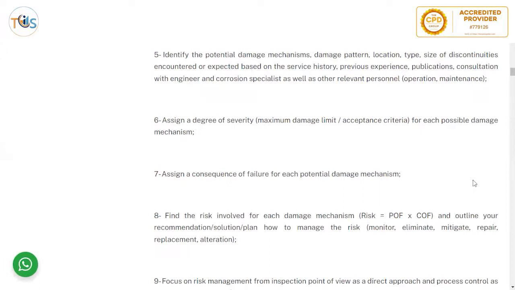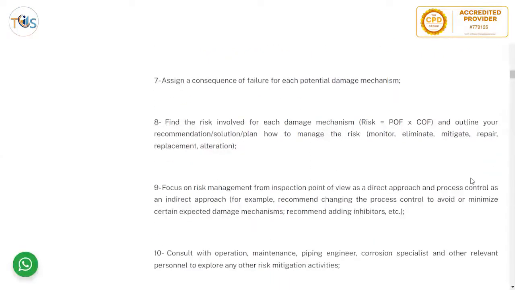Then you might also do a repair or replacement or alteration. Alteration could be you reinforce it, or, for example, if you have a lot of internal corrosion, you do a weld overlay on carbon steel assets. So I'm just giving you some examples of how this monitoring, eliminate, mitigate, repair, replacement, alteration works.